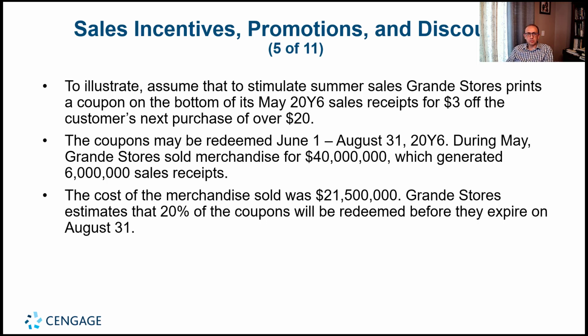Assume that to stimulate summer sales, Grande Stores prints a coupon on the bottom of its May year 6 sales receipts for $3 off the customer's next purchase of over $20. The coupon may be redeemed June 1st till August 31st of year 6. During May, Grande Stores sold merchandise for $40 million, which generated 6 million sales receipts. The cost of the merchandise sold was $21,500. Grande Stores estimates that 20% of the coupons will be redeemed before they expire on August 31st.